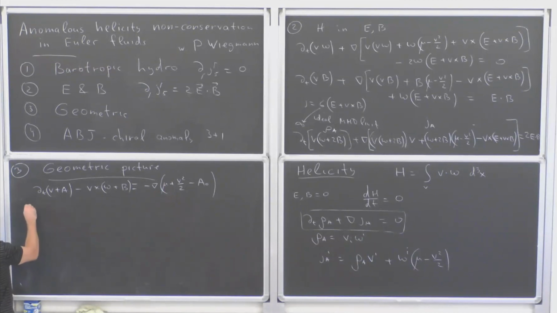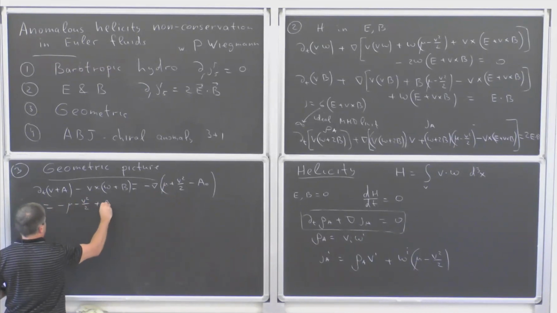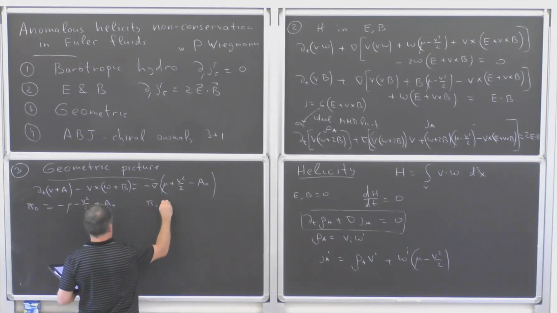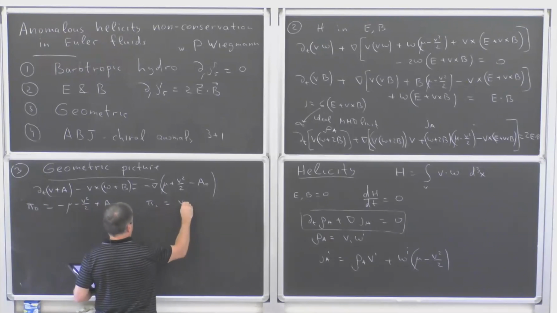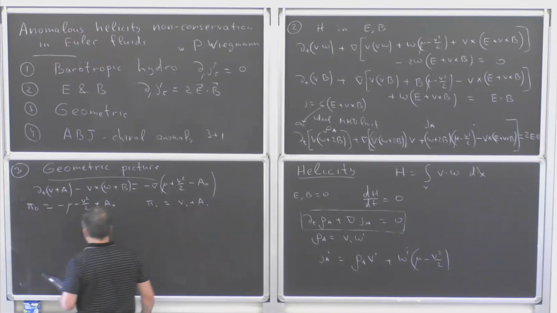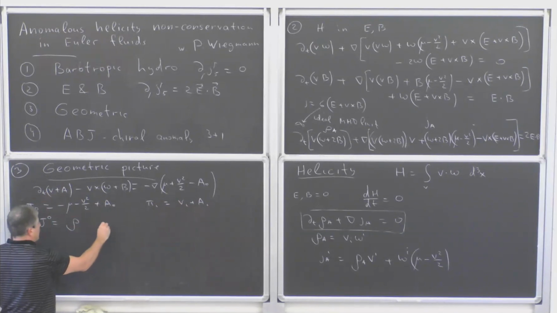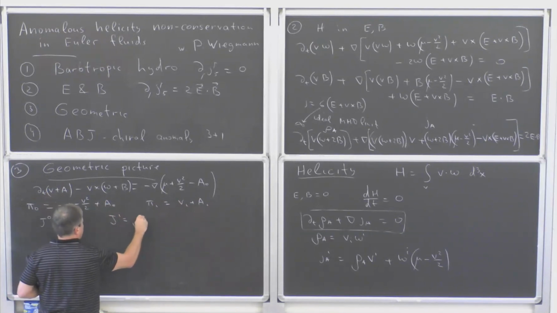So let me introduce the notation pi 0 equals minus mu minus v squared over 2 plus a0, and pi i equals v i plus a i. Now I stress that this is spatial components only, and this is new notation. This is essentially velocity with vector potential. And I will also introduce J0 equals rho and J i equals rho v i.